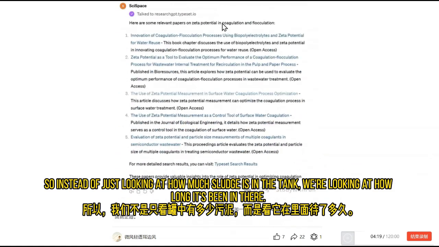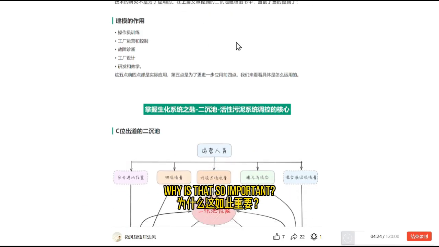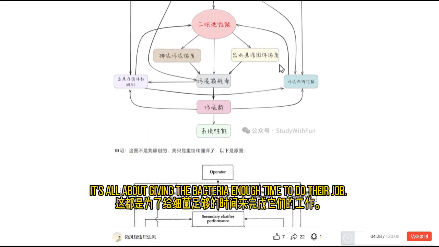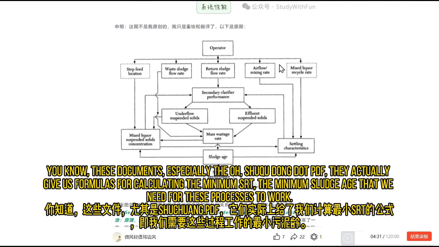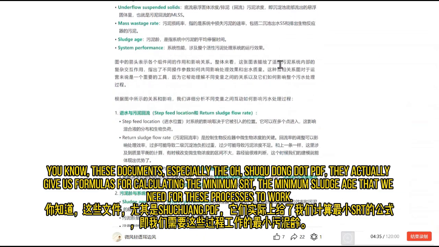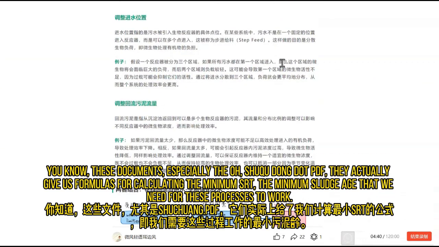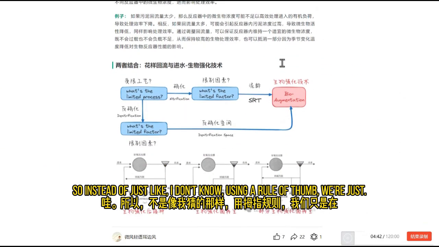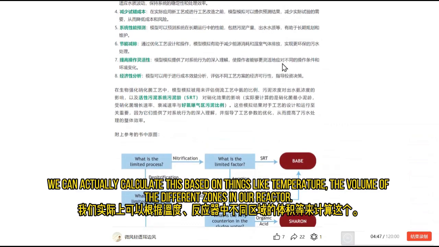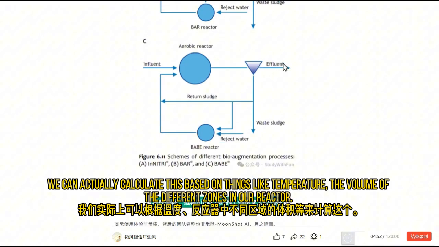So instead of just looking at how much sludge is in the tank, we're looking at how long it's been in there. Why is that so important? It's all about giving the bacteria enough time to do their job. Right. These documents, especially the shuchudong.pdf, actually give us formulas for calculating the minimum SRT, the minimum sludge age that we need for these processes to work. Wow. So instead of using a rule of thumb, we're just guessing. Yeah, it's much more precise. We can actually calculate this based on things like temperature and the volume of the different zones in our reactor.